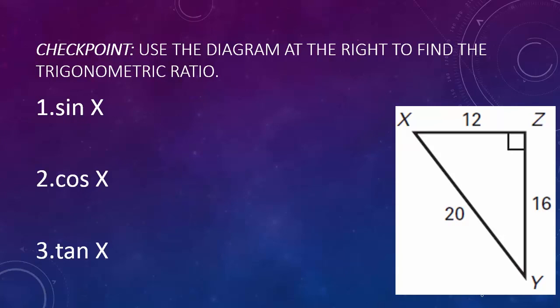Alright, checkpoint problems number 1, 2, and 3 are yours. For each of these problems, you are to use this triangle over here to find the trigonometric ratio. I want to find out what sine x is, cosine x is, and tangent x.